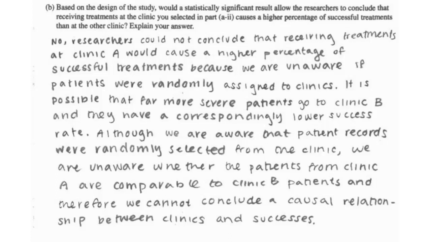This was copy pasted from somebody's actual test. All right, they may have a correspondingly lower success rate. Although we are aware that patient records were randomly selected from one clinic, we are unaware whether the patients from Clinic A are comparable to Clinic B patients, and therefore we cannot conclude a causal relationship between clinics and successes. What do you think? E.